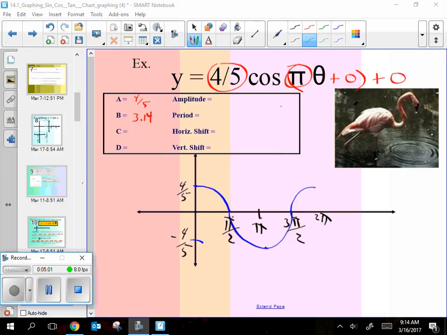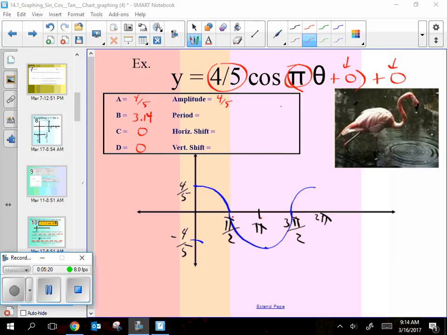And C, you just have to get used to the fact that if they're not there, the C and the D are zeros, because you've added 0 in both cases. It's not like multiplying by 0, because that would be totally different. All right, so this is 0 and this is 0. And that means my amplitude's 4/5.